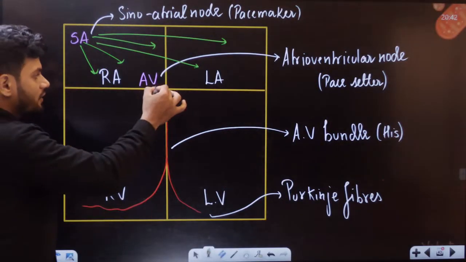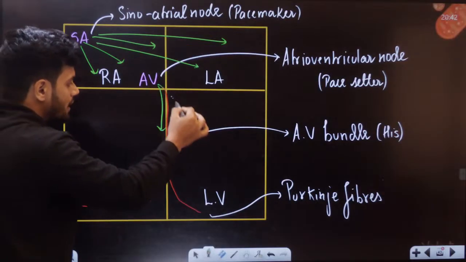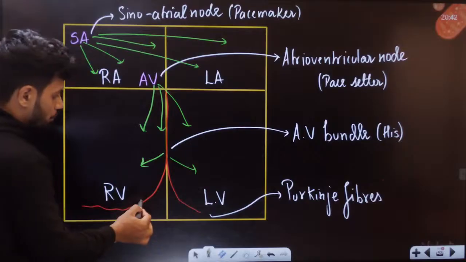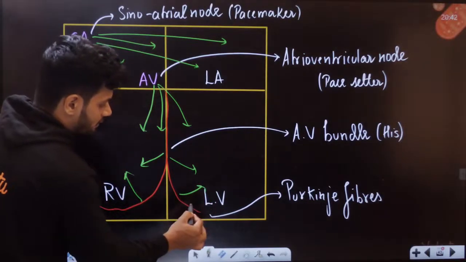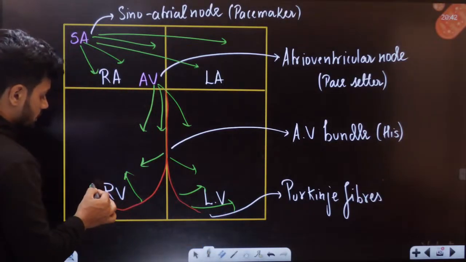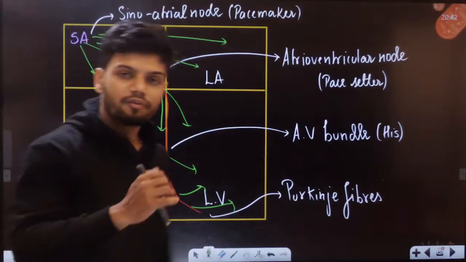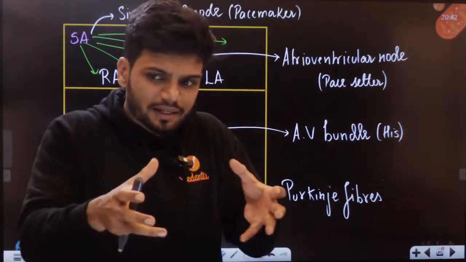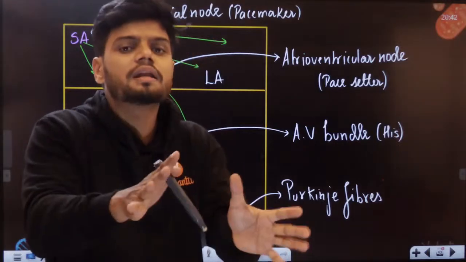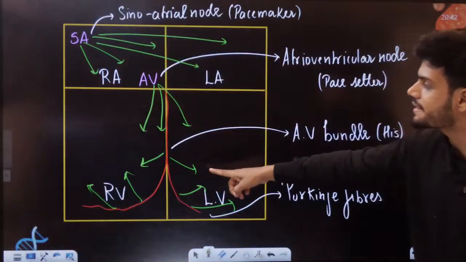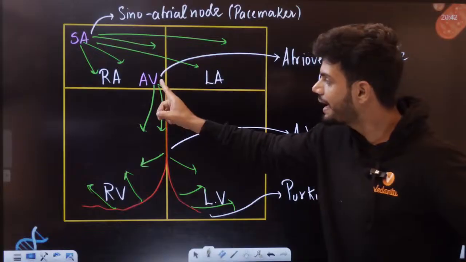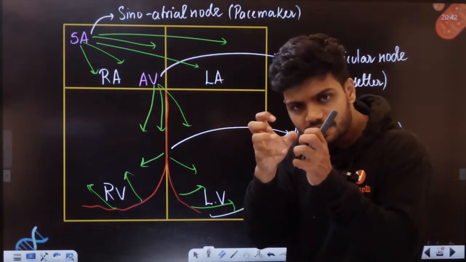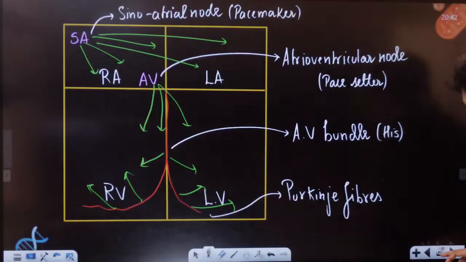Now this AV node will send a signal to the entire ventricles with the help of the bundle and Purkinje fibers. Everywhere the signal is sent to the ventricles also. And with the help of the signals, all four chambers of the heart can contract or relax with the help of the SA node and AV node. These two are very important, students.